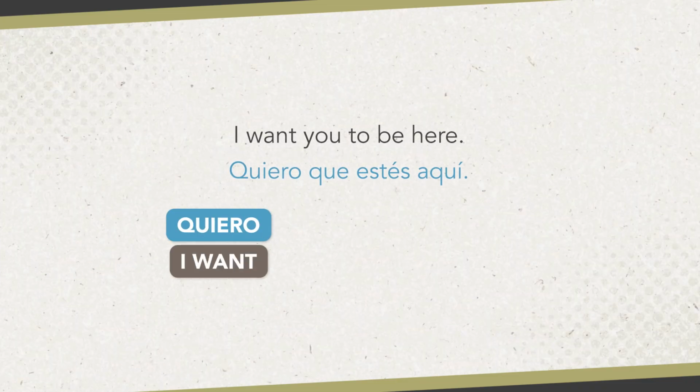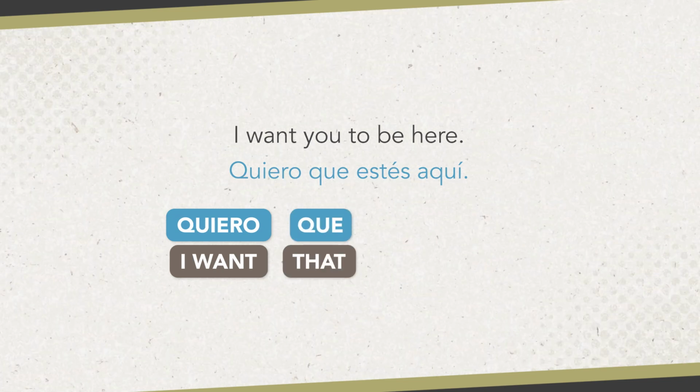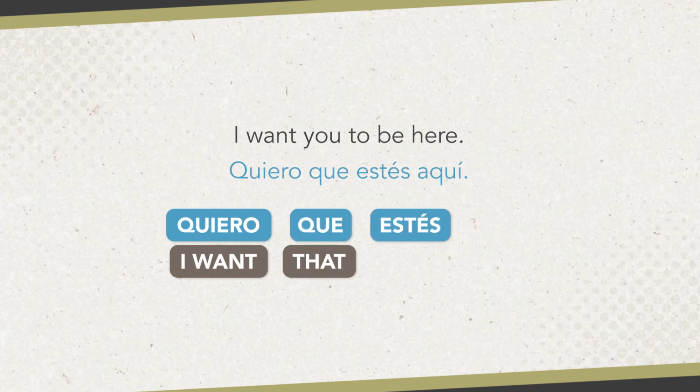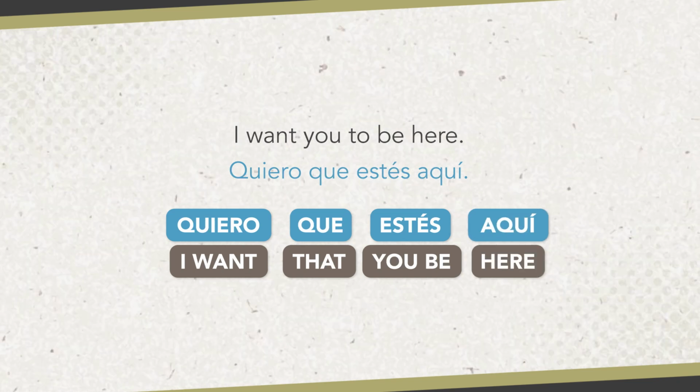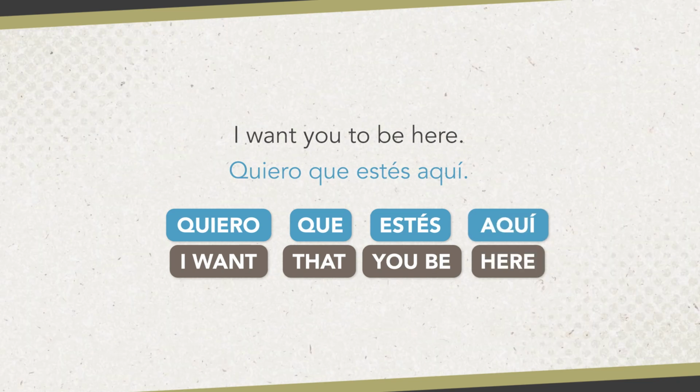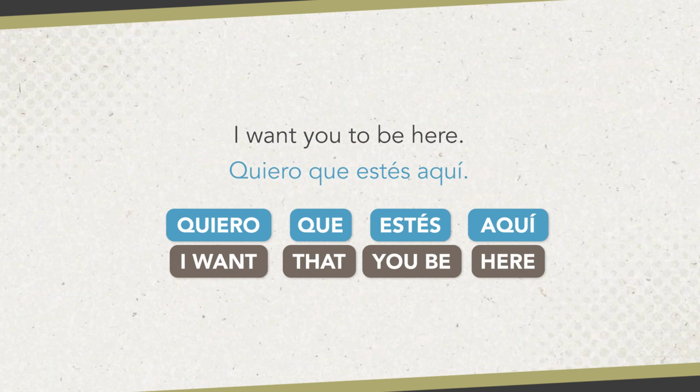Quiero means I want. Que means that. Estés means you be, with a subjunctive. And aquí means here. So this is literally, I want that you be here. This sounds pretty strange in English. We don't go around saying things like, I want that you be here. Instead, we structure things like this as, I want you to be here. But in Spanish, anytime anyone intends something for someone else, you always structure your sentences this way.